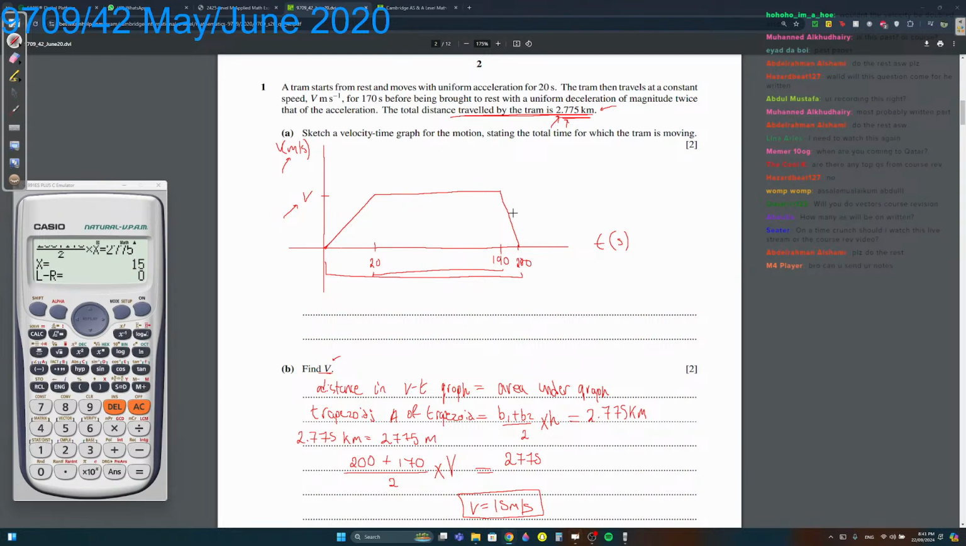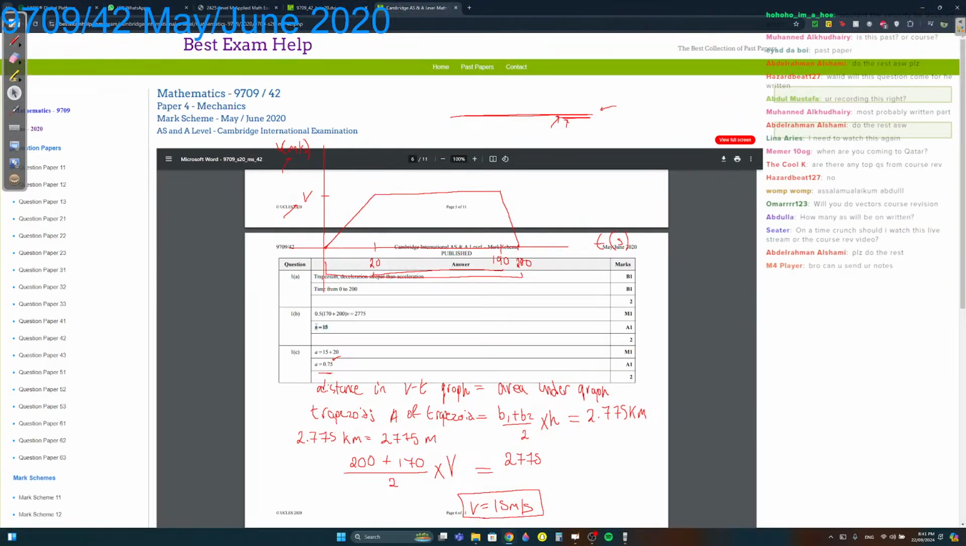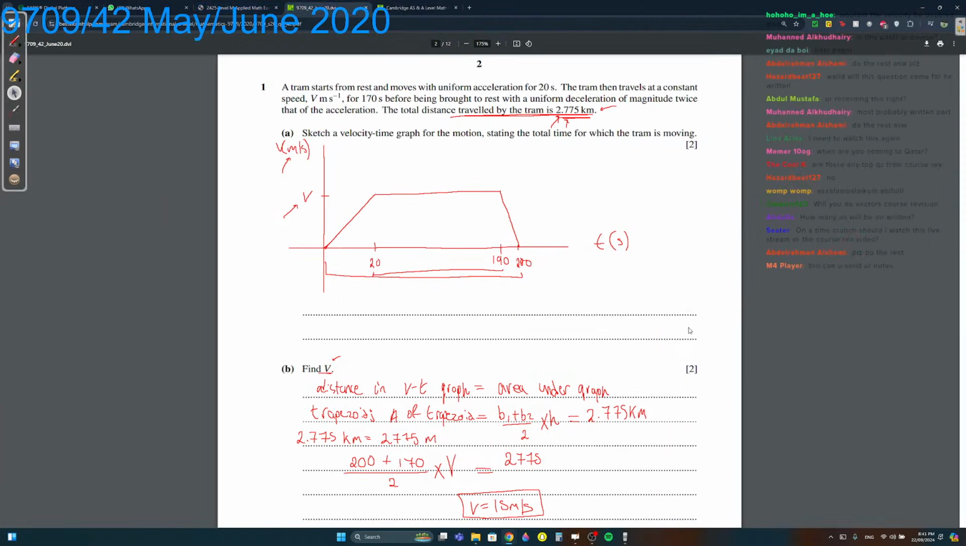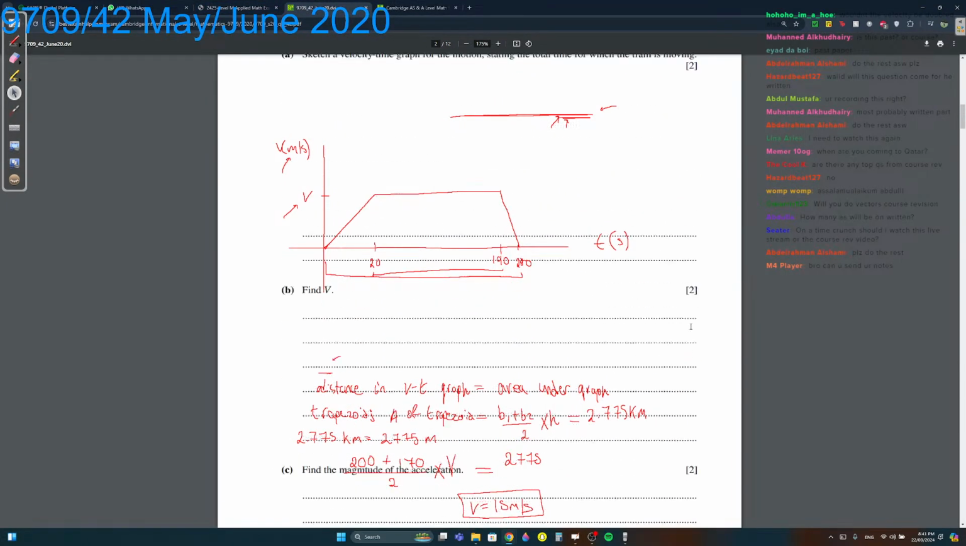How many questions for written? They're gonna get one question, one question that has part A, B, C. Let's see, is the answer correct? V equals 15. Okay.